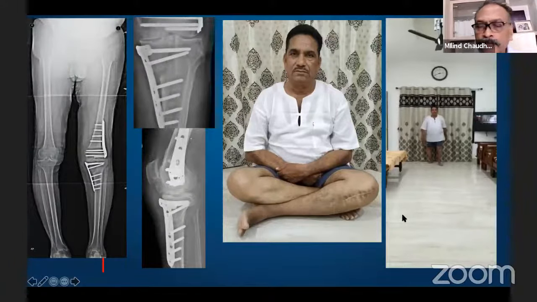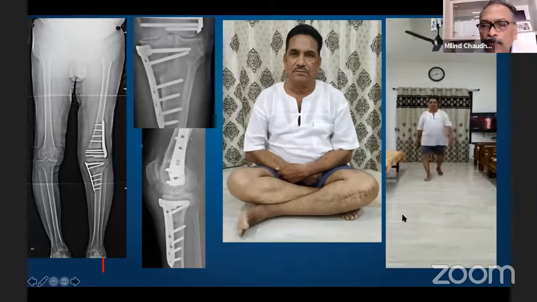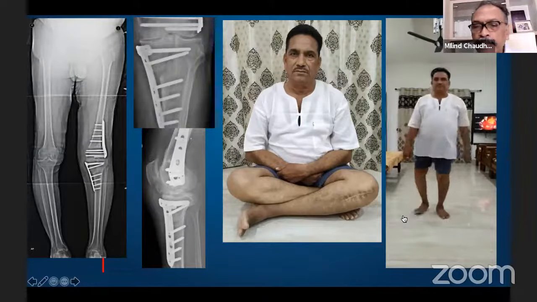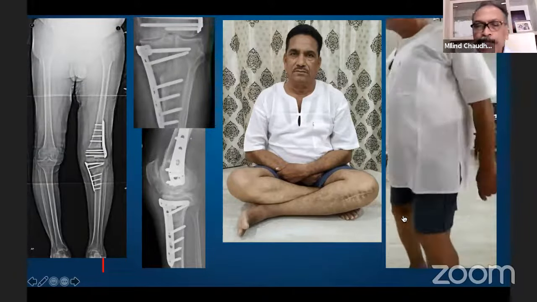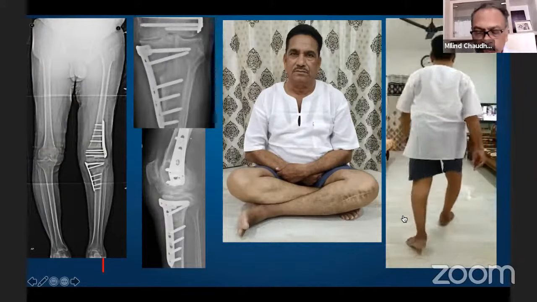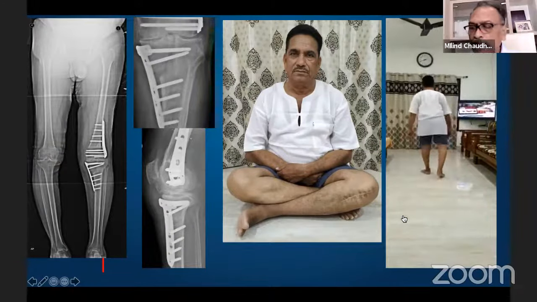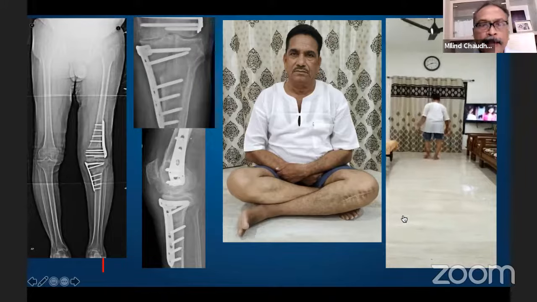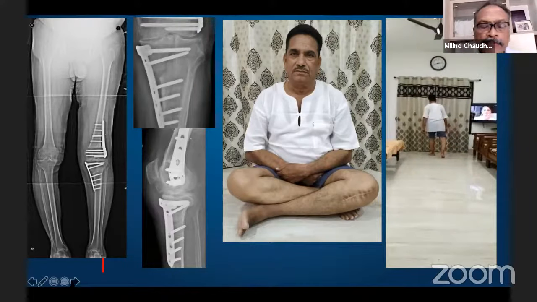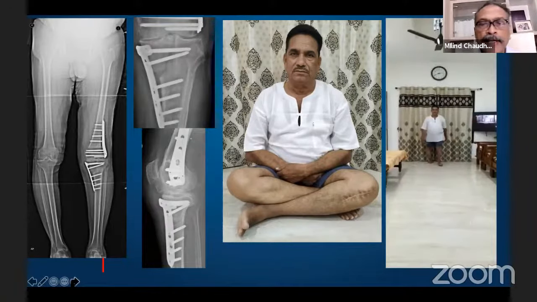And this is him walking in his house very well. This is his left lower limb. He has absolutely no problems. He can sit cross-legged. He can almost squat for some time if the need arises. And he's completely free from pain and will come to do the surgery on the other side.